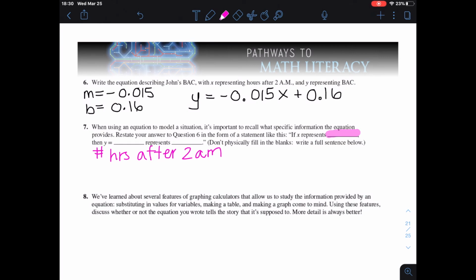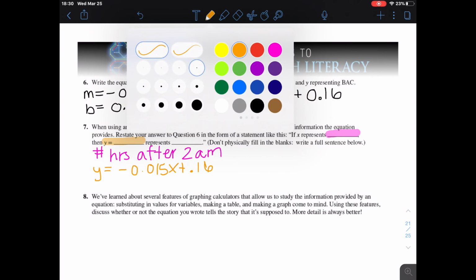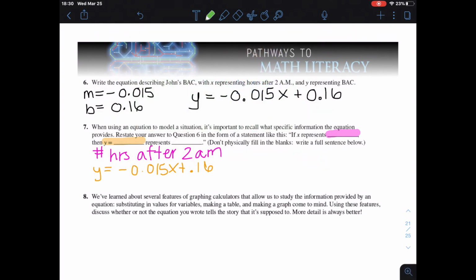Then Y, which equals negative 0.015x plus 0.16, represents his blood alcohol concentration after X hours. Let's do that in green. So this equation represents John's BAC after X hours.